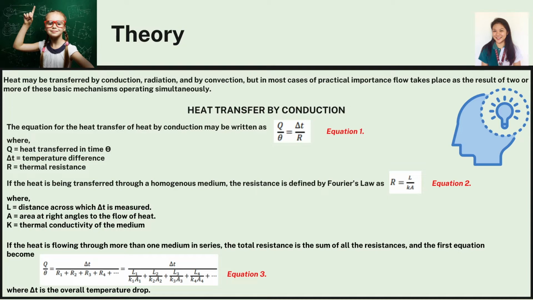Both conduction and convection happen in a double pipe heat exchanger. The heat from the hotter fluid transfers heat to the pipe by convection. The heat travels through the thickness of the pipe through conduction, and the heat from the pipe to the cooler fluid through convection. If the heat is flowing through more than one medium in series, the total resistance is the sum of all the resistances, and the first equation becomes as shown in equation 3, where delta T is the overall temperature drop.